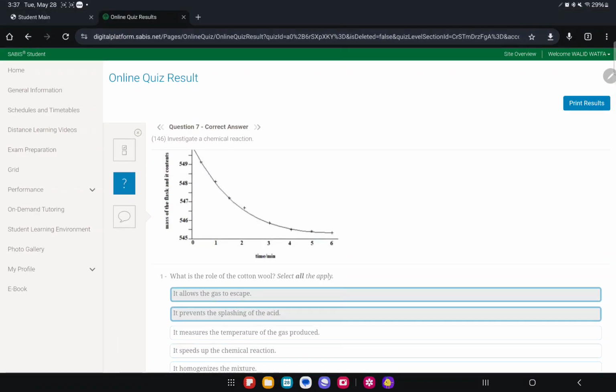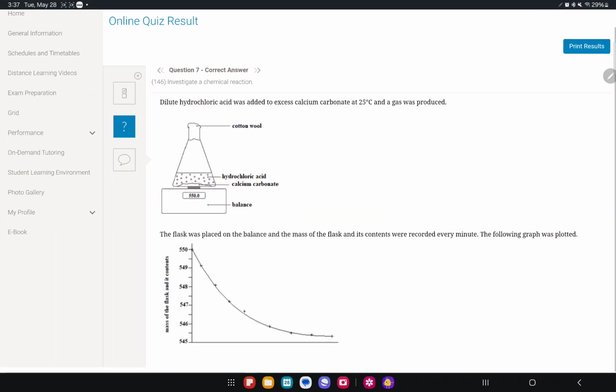How do you know it's carbon dioxide? I know it's not obvious, but you have hydrochloric acid, which is HCl. You have calcium carbonate, which is CaCO3. What gas is formed here? You have CO3, which is CO2.